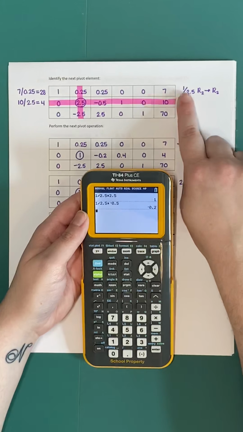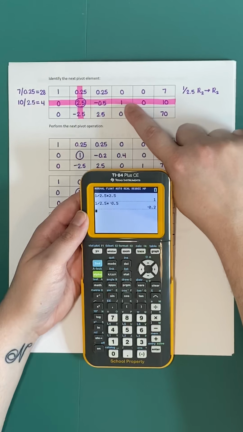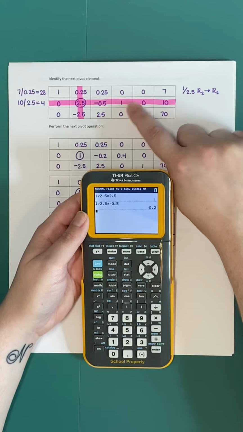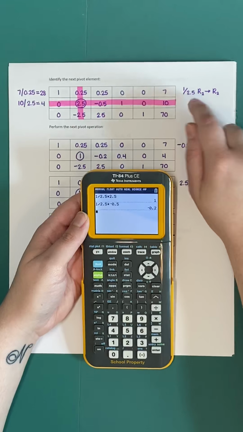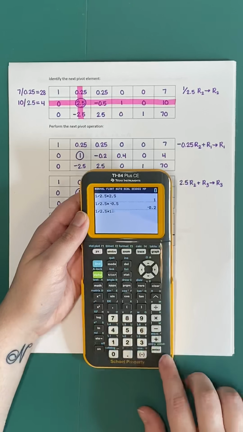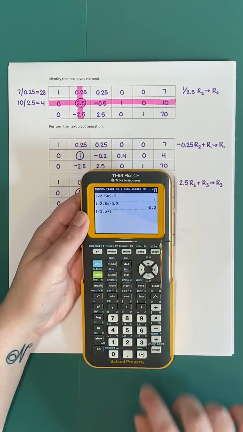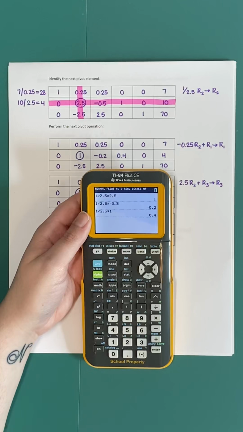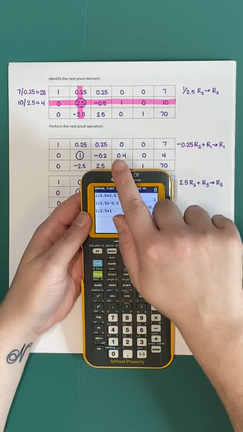Okay, 1 divided by 2.5 times 1. Well, anything times 1 is itself, so what we want to know is just what is this number. So 1 divided by 2.5 times 1 is going to be 0.4, so that's going to be the next entry in the new row 2.